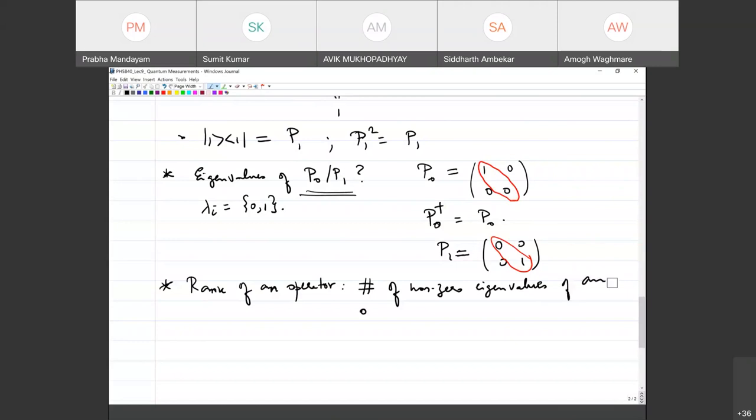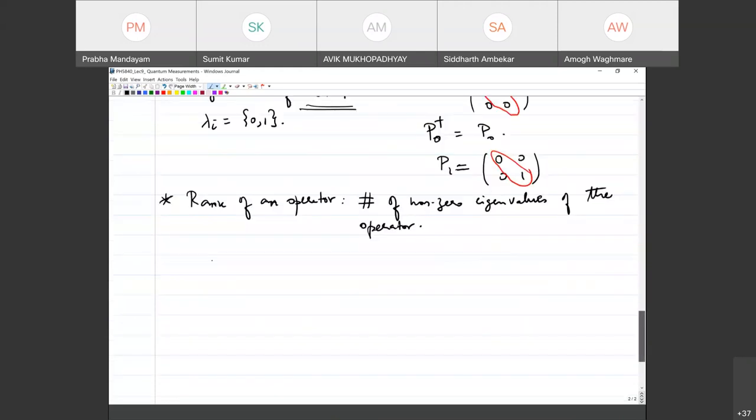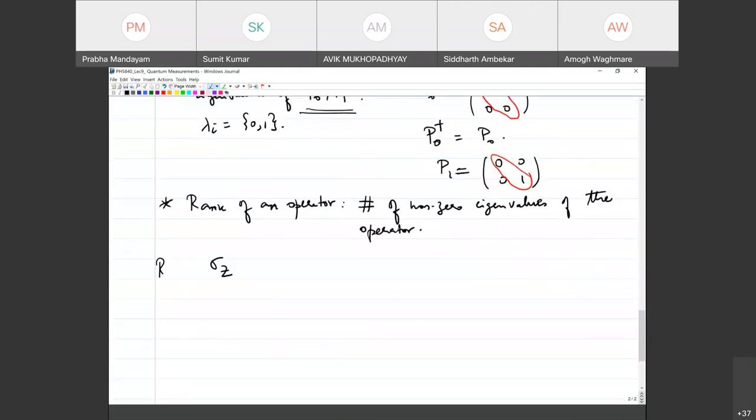Now if I think of the sigma z operator, what is its rank? Remember, we've worked out its eigenvalues and eigenvectors earlier. So how many non-zero eigenvalues does it have? Two, exactly, right? Now, this operator acts on a two-dimensional complex linear vector space, C2. Since its rank is the same as the dimension of the space that it acts on, we say that this is what is called a full rank operator.